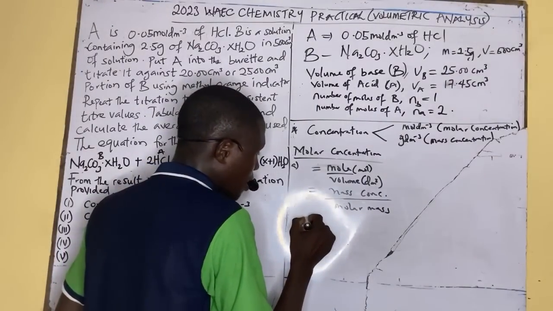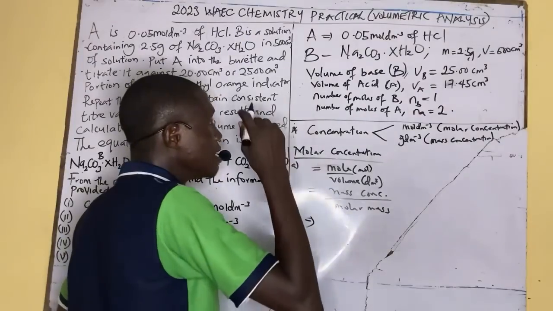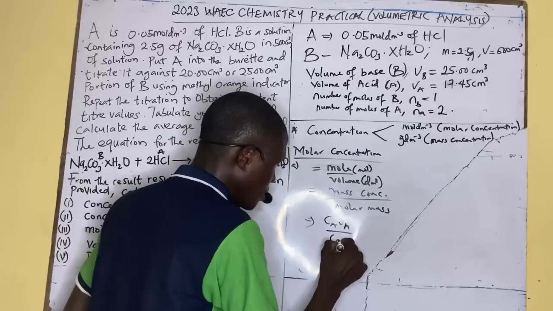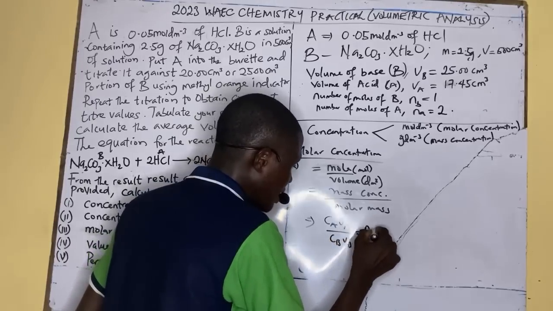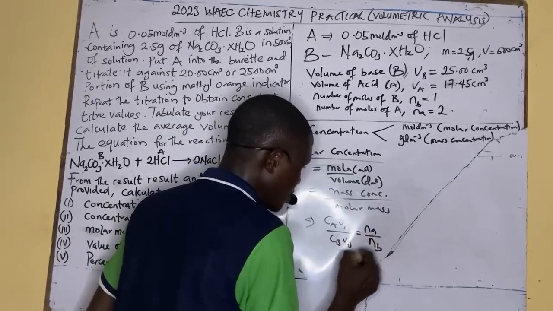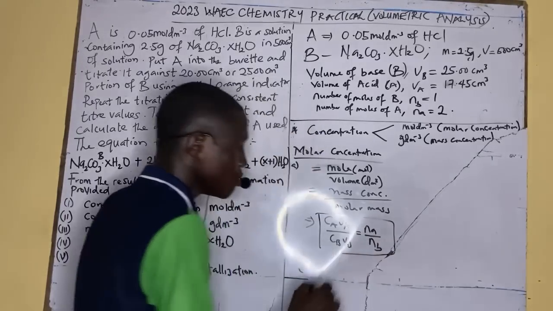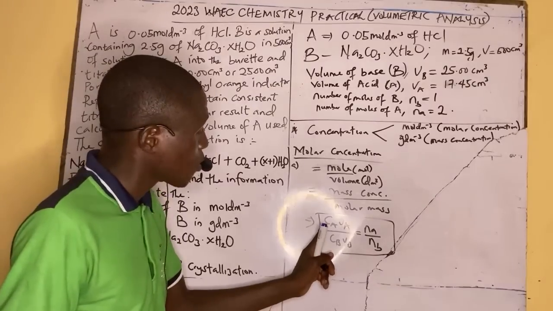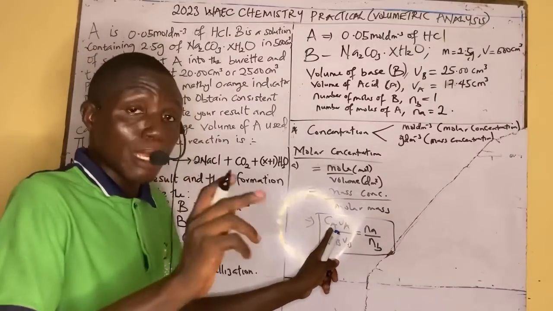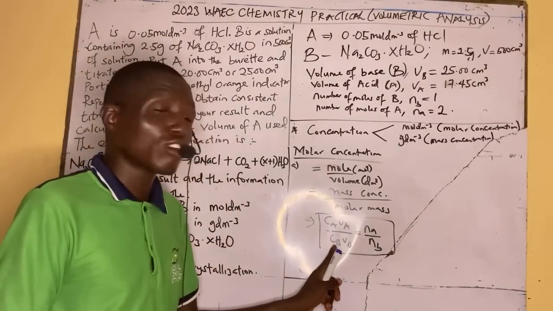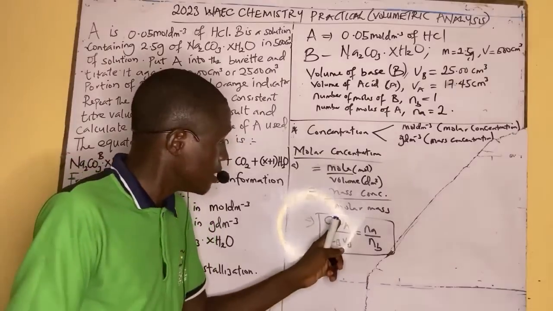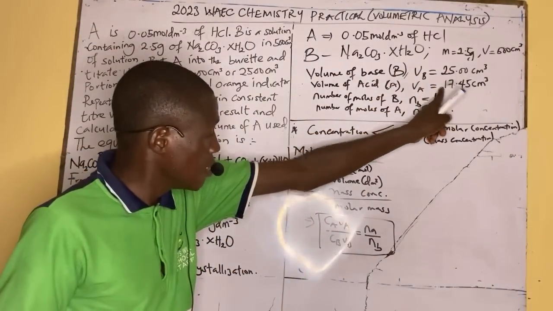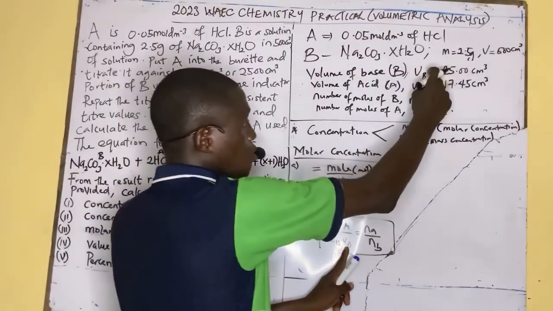And the third formula is what we call the CAVA over CBVB equal to NA over NB. This formula is for molar concentration, not for mass concentration. CA is the concentration of A in mole per dm³. CB is the concentration of B in mole per dm³. VA is the volume of A used. VB is the volume of B used.